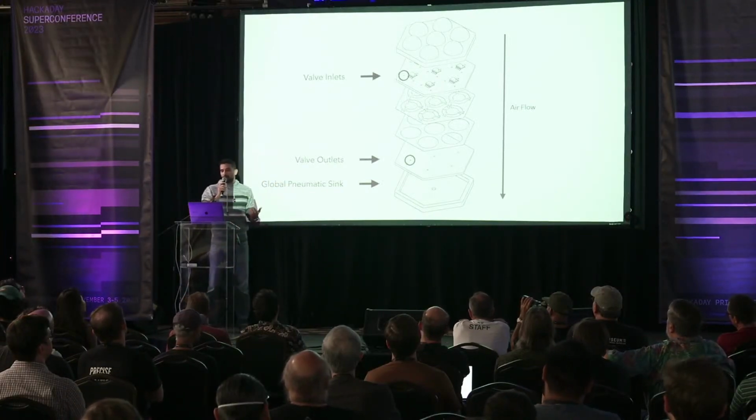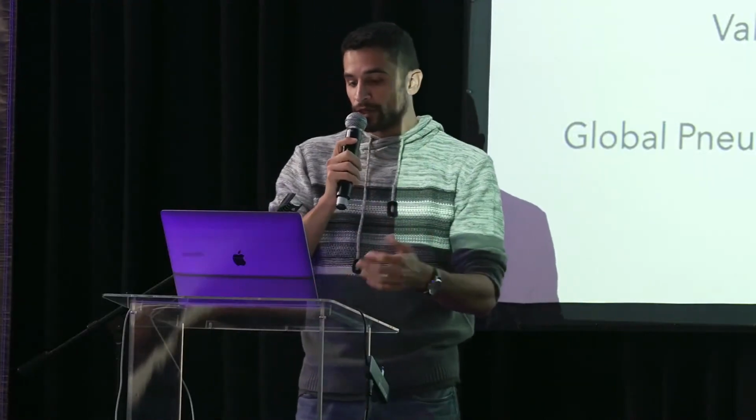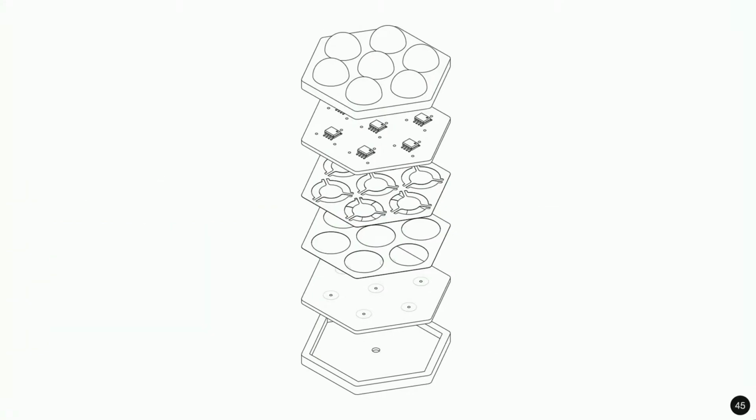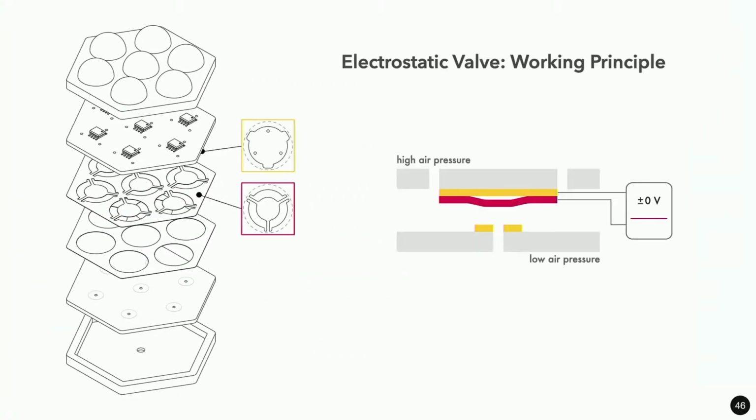So let's say we want to keep the bubble intact. How do we do that? Well, that's where our flexible diaphragm comes into play. This is going to regulate the air that flows through the material. And the way it does that, I'll show you this cross-section over here, is using electrostatics. So you see on the right side a cross-section of the structure.